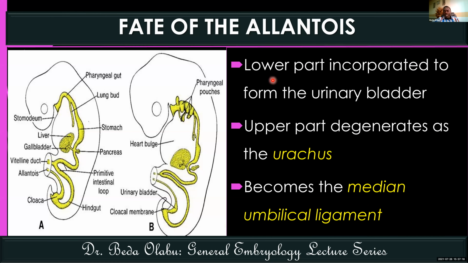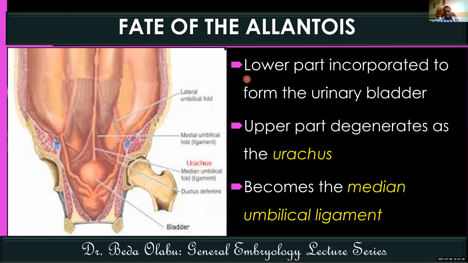So therefore, that brings me to now the implications of the urachus not having disappeared. But let's see here. So this one is the median umbilical ligament, which is basically a remnant of the allantois.